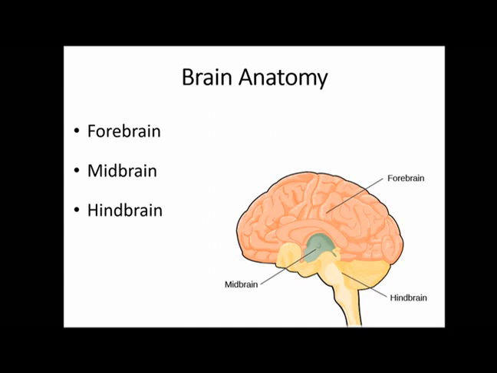And these divisions aren't specific just to humans. You can look at any species that has a brain, and somebody somewhere will have identified where the forebrain, midbrain, and hindbrain are. So it's actually a really nice way to orient yourself for different structures when looking across species.